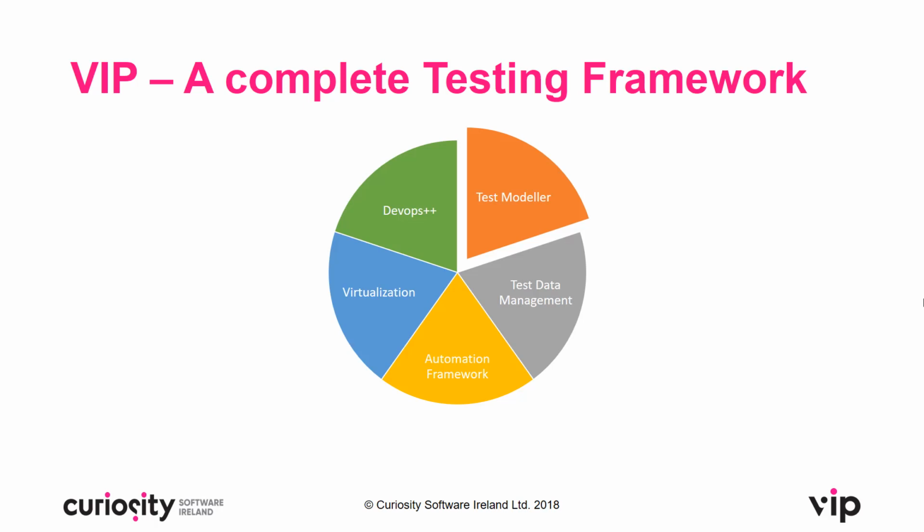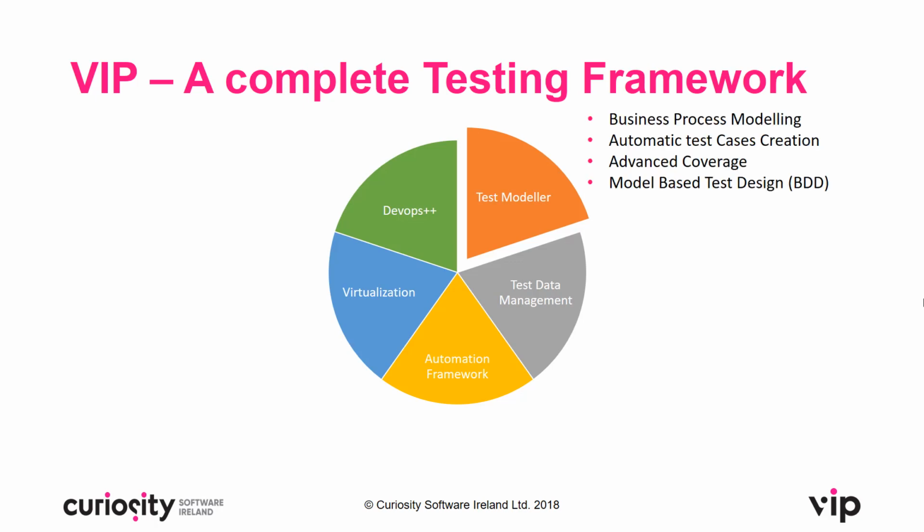So what is VIP and how does it help? VIP is a complete and customizable testing framework that has 5 major components. The first is Test Modeler, a SaaS-based BPMN tool to model processes. It will automatically identify the optimum set of test cases using advanced coverage techniques, and it can directly support model-based test design or behavior-driven development.